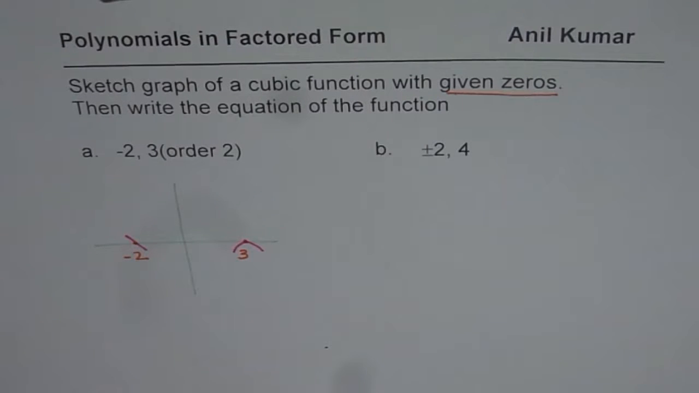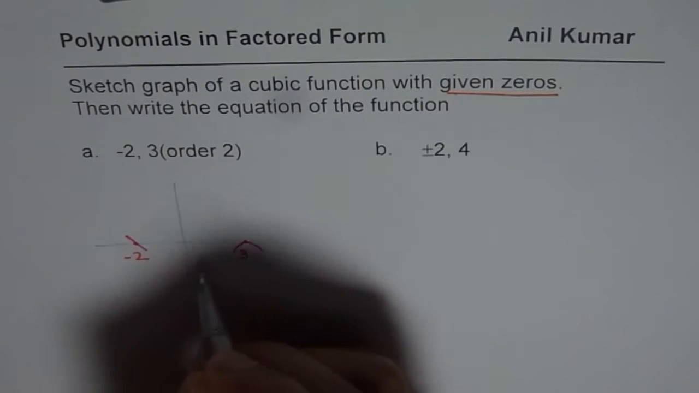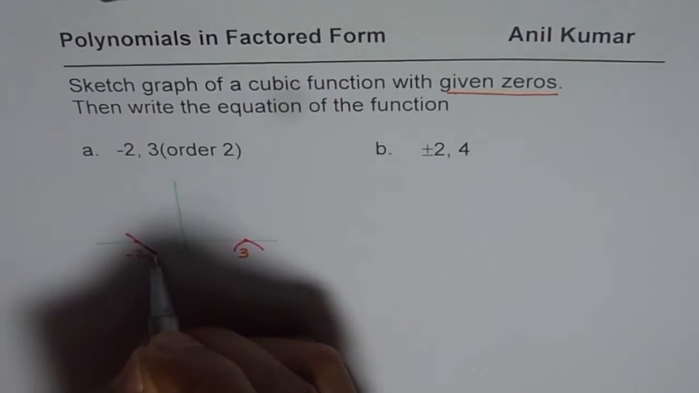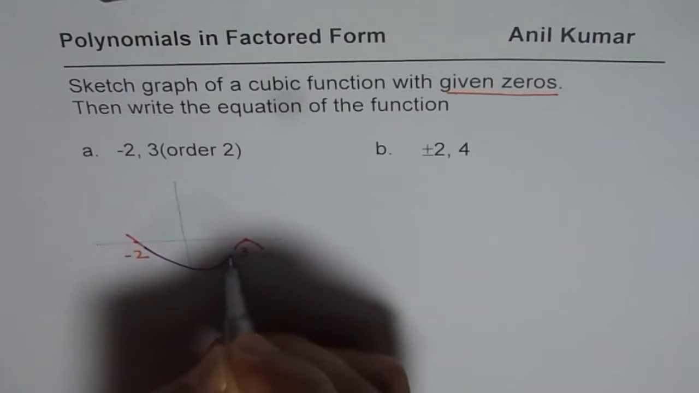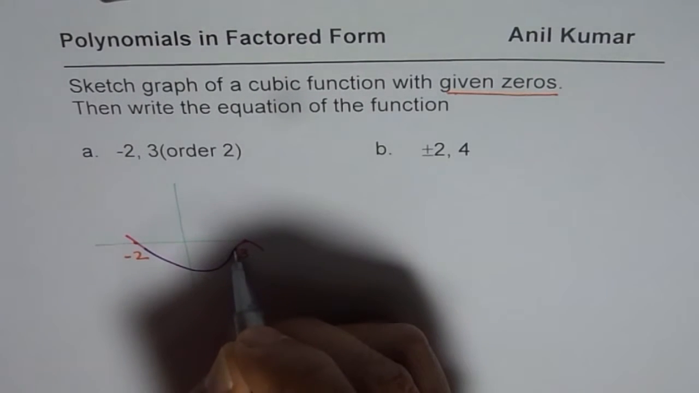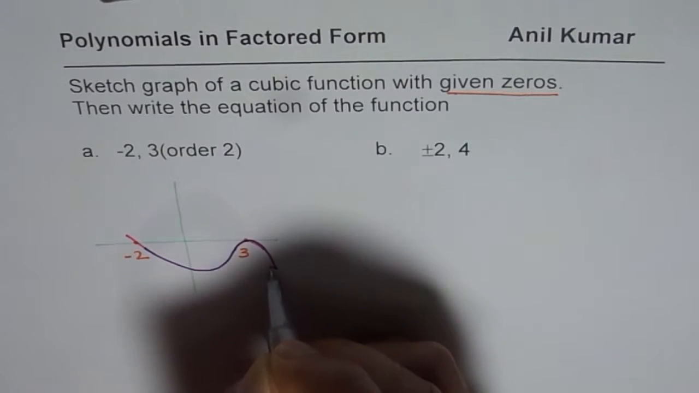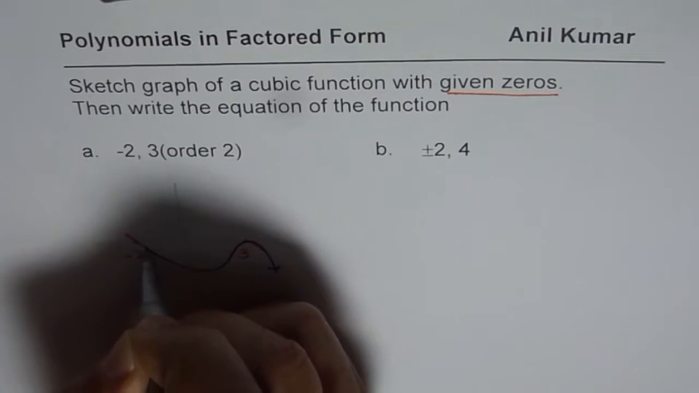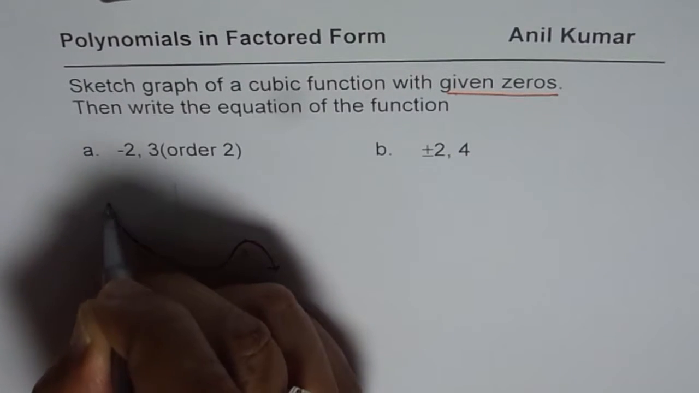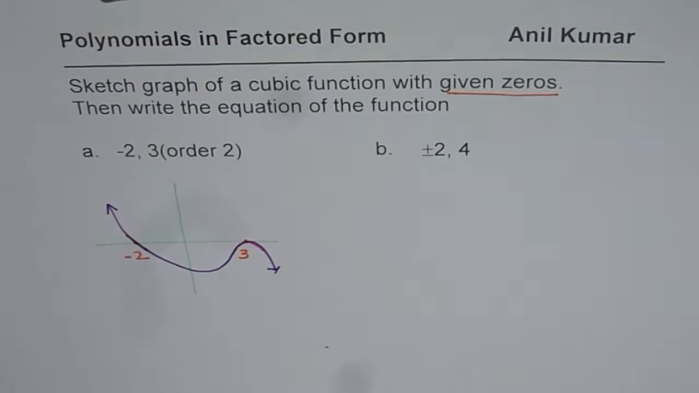Now we'll connect these points to sketch the graph, correct? So the graph is kind of, let me just extend this and connect this with a smooth curve. So that is how we can go about it. And then we can extend this and end up like this. So that could be the graph with the given zeros and their multiplicity or order.